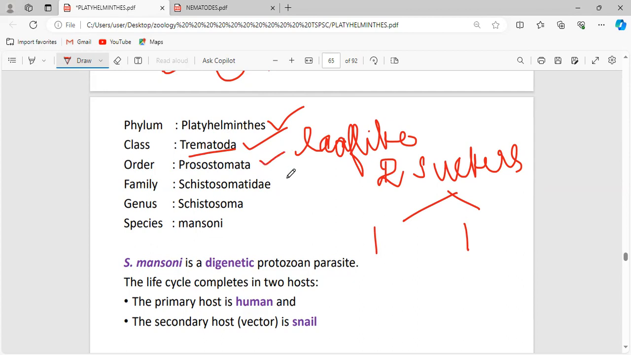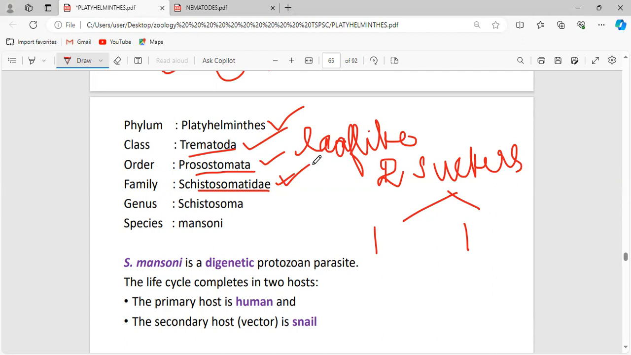And the order Protostomata. What does Protostomata mean? This comprises the trematode worms with the mouth at or near the anterior end of the body. The mouth is present at the anterior end of the body. That is why it is called Protostomata, and it is placed under the family Schistosomatidae. This is the family of digenetic trematodes, which means they require two hosts, digenetic trematodes with a complex parasitic life cycle. Those parasites are placed under the Schistosomatidae.